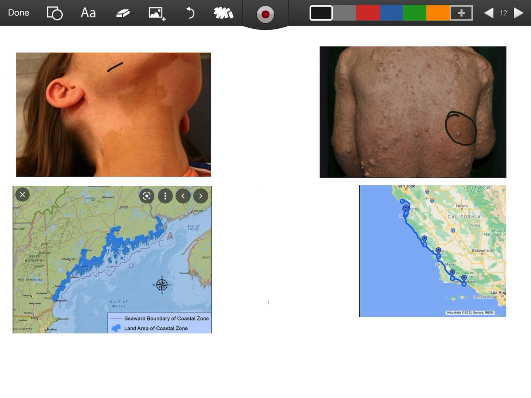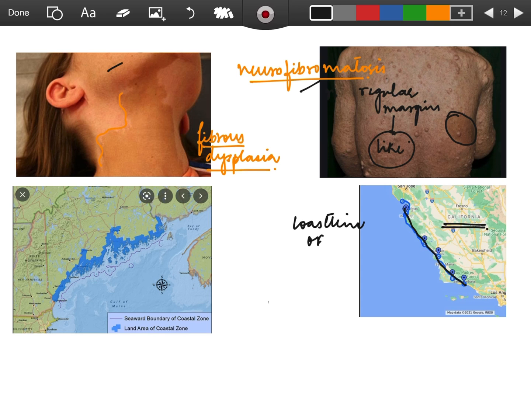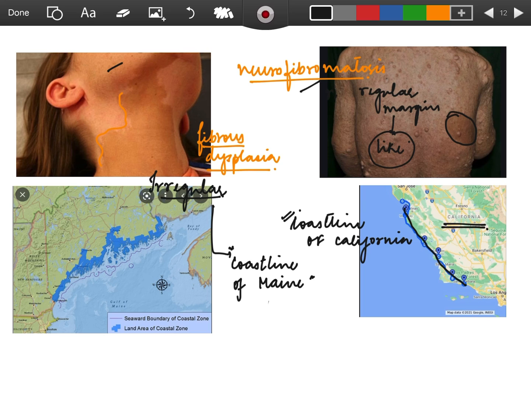In the second picture, you can see a café-au-lait spot but with regular margins. It is also seen in neurofibromatosis. In the first one, we have fibrous dysplasia with irregular borders. In neurofibromatosis, there are regular borders or regular margins, like the coastline of California on a map. So we call it the coastline of California. And in fibrous dysplasia, we have irregular margins of these spots, like the coastline of Maine. So now you know the difference between these two, and fibrous dysplasia occurs ipsilaterally.